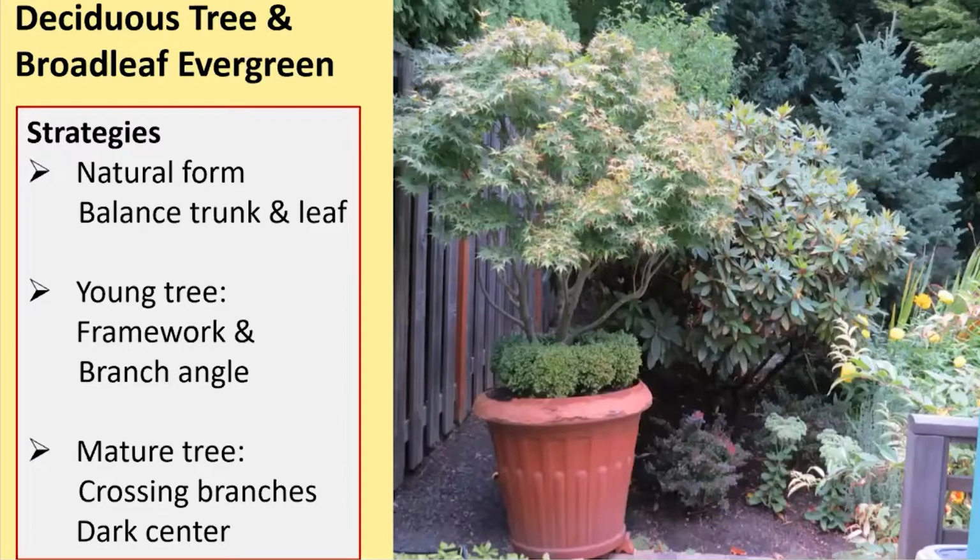Okay, so when we're pruning deciduous tree and broadleaf evergreen, we want to keep it to a natural form. Often the pruning is a task of balancing the trunk with the foliage. And I've mentioned in the young tree, it's important to look at the framework and the branch angle. And in the mature tree, in general, we're just looking for crossing branches, take them out. And we're also looking to see if the foliage is so dense that it will create dark centers in the middle and causing branches and leaves to die out. So some selective thinning of the canopy to allow dapple sunlight to go through would be a good idea.